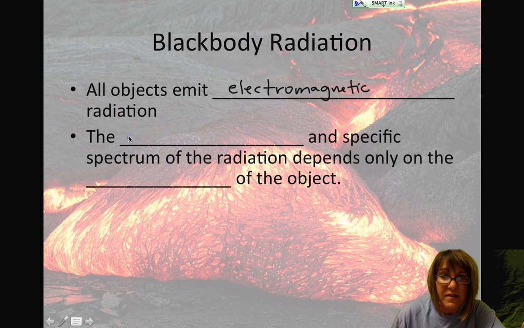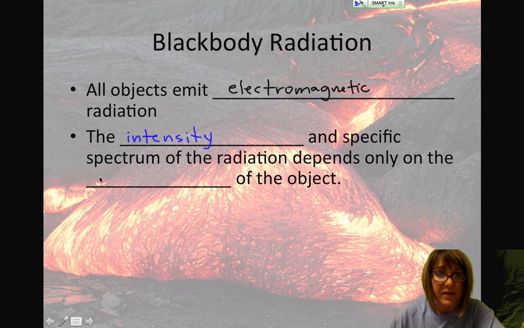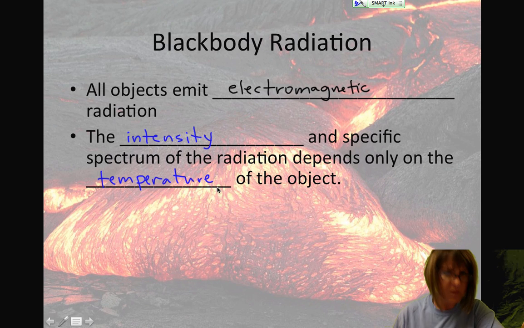The intensity of this radiation and the specific spectrum is going to vary depending only on the temperature of the object. The hotter it is, the more intense the radiation. Did I spell temperature right? Temperature. Sure, that looks good. Okay.